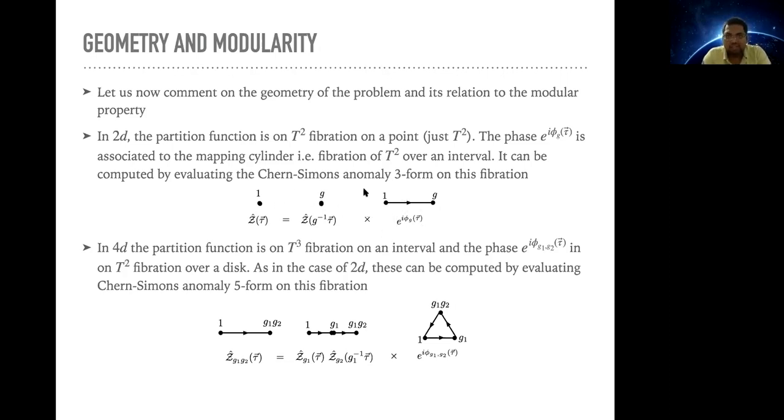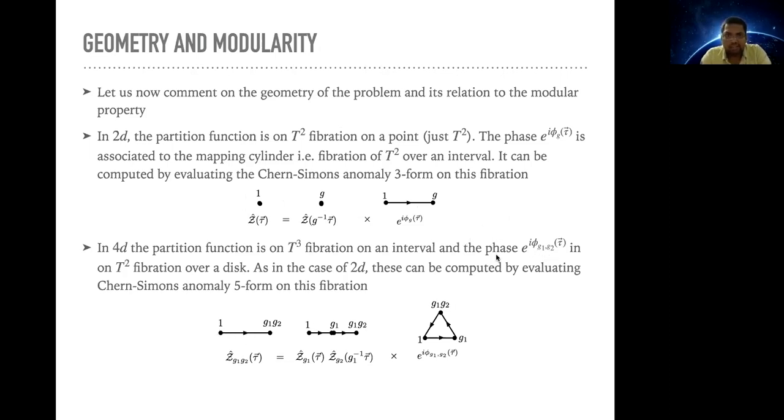So this is the nature, the structure of the two-dimensional modular property. In four dimensions, the T3 fibration: in two dimensions, the partition function is computed on a T2 fibration over a point, but in four dimensions, we are computing the partition function on a T3 fibration over an interval. Meaning the partition function itself now has this kind of structure. It's a fibration over an interval.